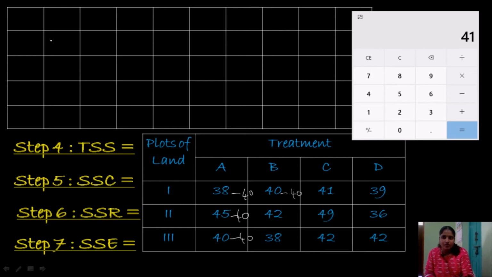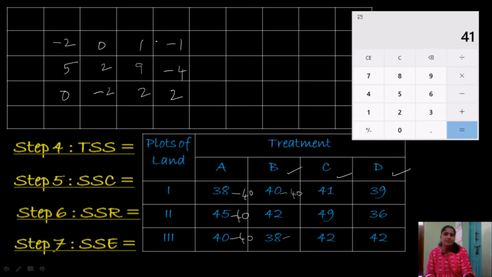So 38 minus 40 is minus 2, 45 minus 40 is 5, 40 minus 40 is 0, and for the second column 40 minus 40 is 0, 42 minus 40 is 2, and 38 minus 40 you have minus 2, and for the third column 41 minus 40 is 1, 49 minus 40 is 9, 42 minus 40 is 2, and for the last column 39 minus 40 is minus 1, 36 minus 40 is minus 4 and 42 minus 40 is 2.